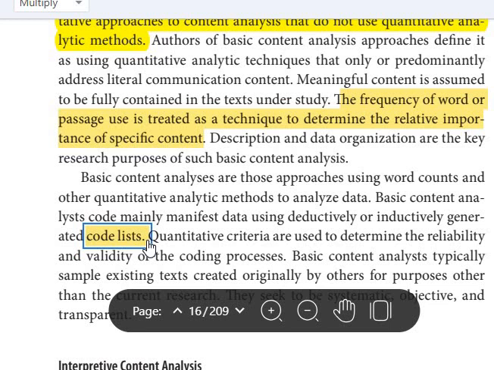Okay, now what are the kinds of code lists used by the basic content analysis? You can use both the deductive and the inductive code lists. What do we mean by deductive and inductive code lists? Anything that is deductive is mainly ready for use. So they are generally code lists that were used previously by other researchers. So you can adopt them and use them as the basis in your research. So these are ready for use. That's why it's called deductive.